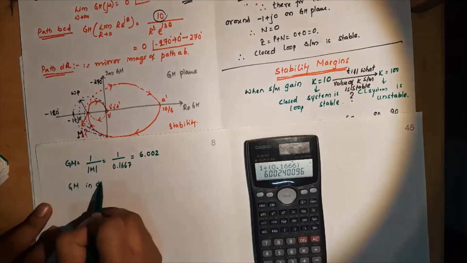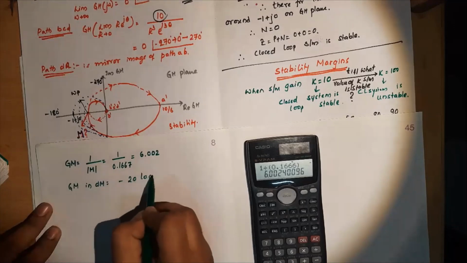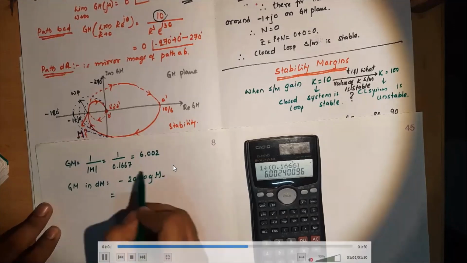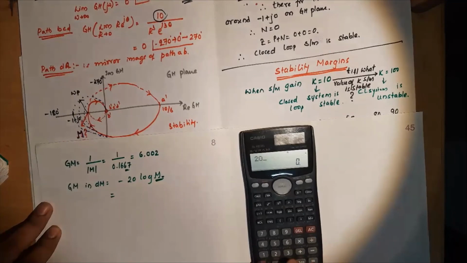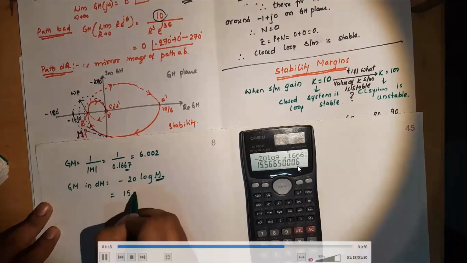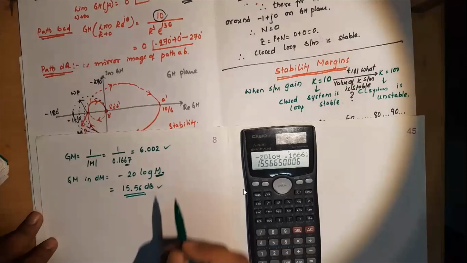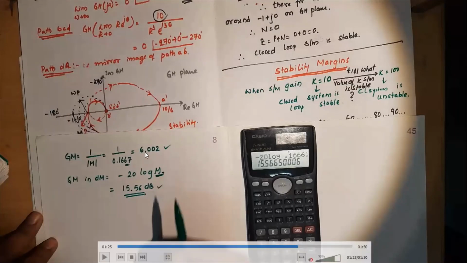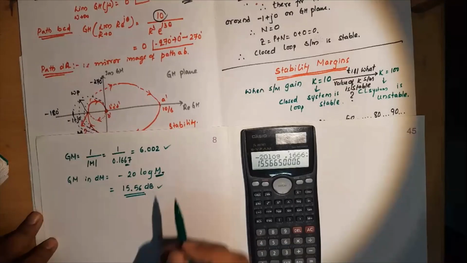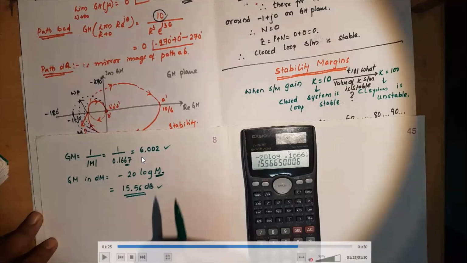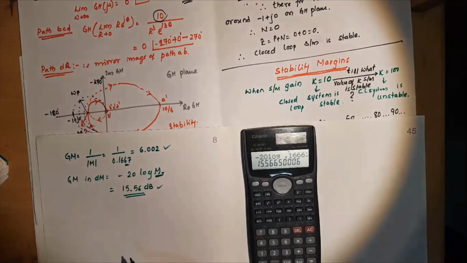So finally, gain margin in dB is given by minus 20 log M. So minus 20 log of 0.166, if you compute using log, you will get 15.56. So in decibels, it is 15.56. In magnitude, it is 6.002. Here you have to multiply with the magnitude only. Don't multiply 10 with 15 because they are on different scales. Fine.